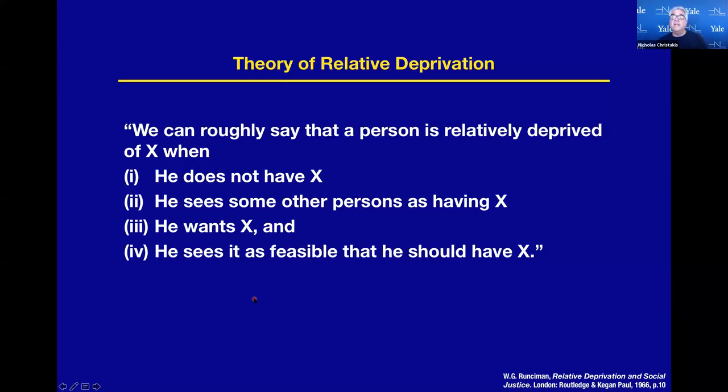And humans have very clear ideas about what their relative standing is and what it means to be relatively deprived of desirable attributes or goods. This is the canonical formulation by W.G. Runciman from 1966, the theory of relative deprivation. We can roughly say that a person is relatively deprived of X when he does not have X, he sees some other persons as having X, he wants X, and he sees it as feasible that he should have X. This is what it means to be relatively deprived.